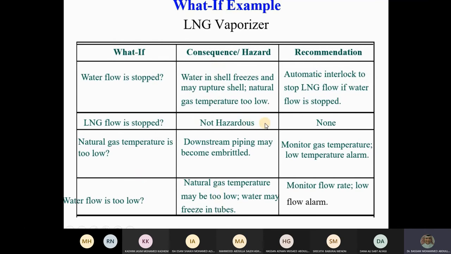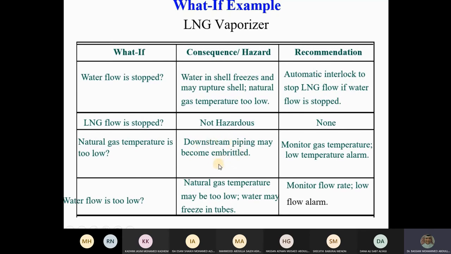So here is fine if it is of no consequence, but there's a consequence here where the water could freeze and that could cause a rupture to your shell and your heat exchanger, with hundreds of thousands, you just throw it away. I mean, that is another consequence, you're going to lose product and so on. The recommendation is to put an interlock to stop any liquefied natural gas flow if water flow is stopped.